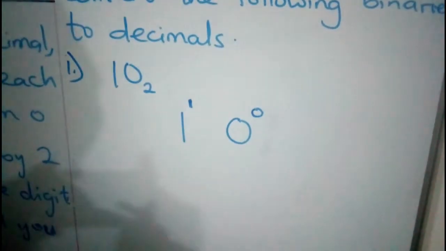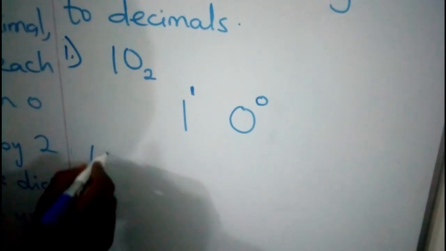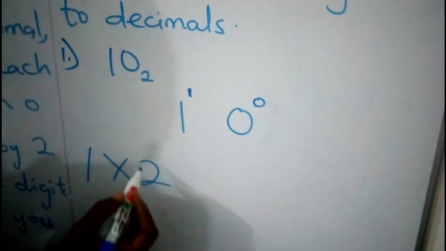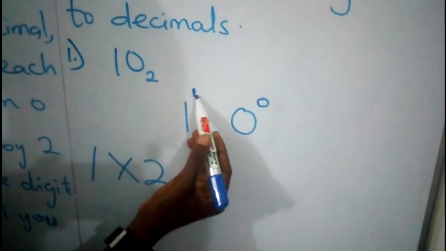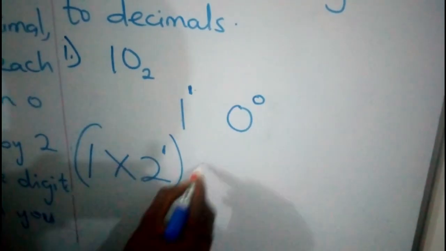So next thing to do now is you pick the first digit here, which is what? 1. Multiply it by 2. Why are we multiplying by 2? Because we are in base 2. So this 2 now is what you will raise to the power of this 1. The power of this 1 is 1. So you put it here, bracket it with plus.